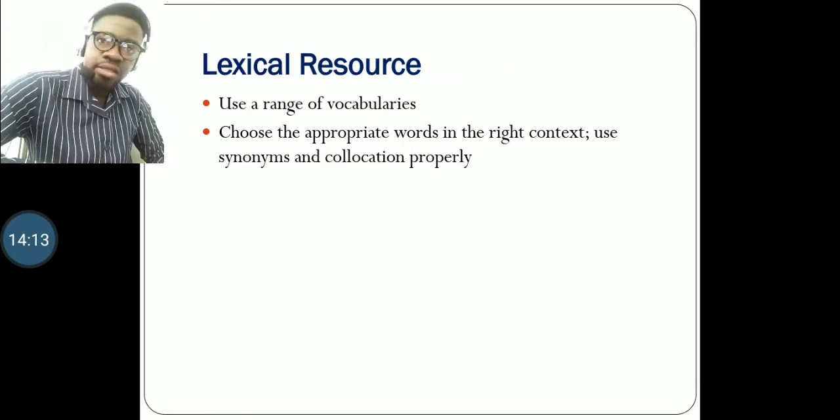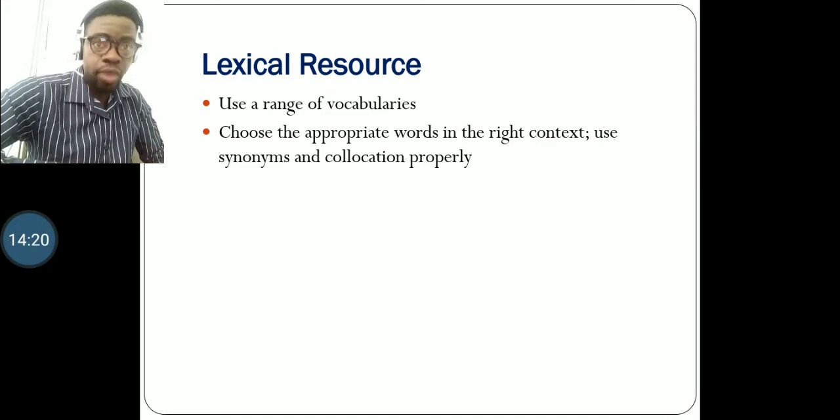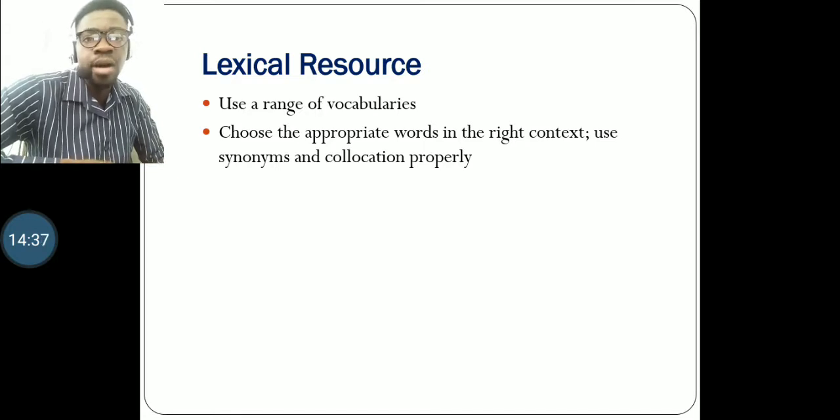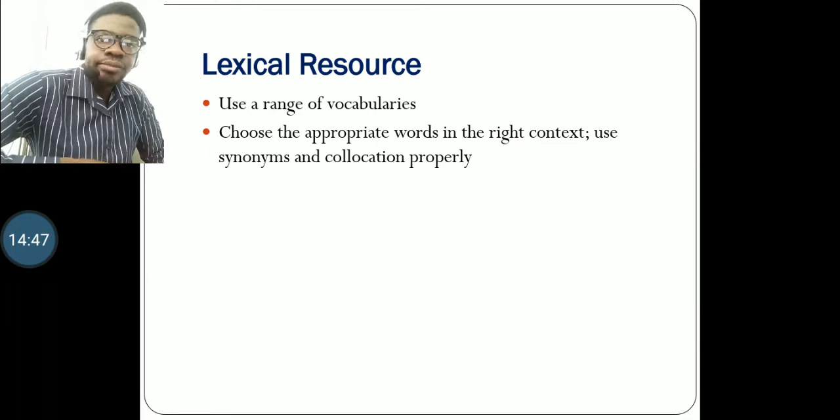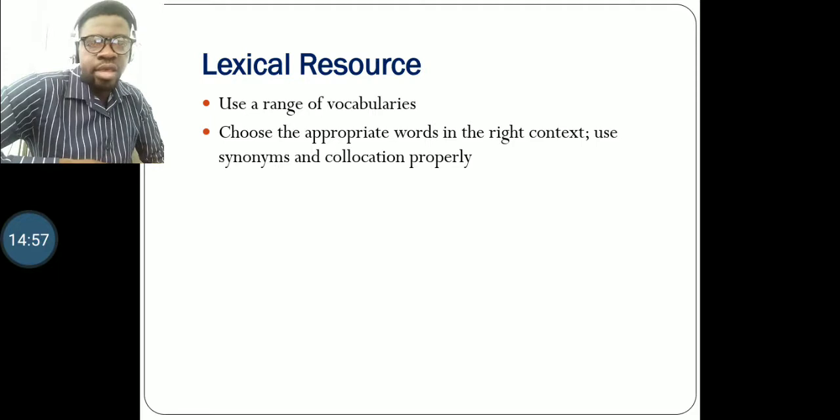Lexical resource, yes. Remember, this is a language proficiency test. You want to demonstrate to the examiner that you have good knowledge of the English language. And that means you have enough vocabulary to express yourself. You have enough English words to talk about any topic, to discuss anything in any context, in any situation. So what are you supposed to do here? Use a range of vocabulary. Don't limit yourself to few words, such that all over the essay you have just few words all over the place.